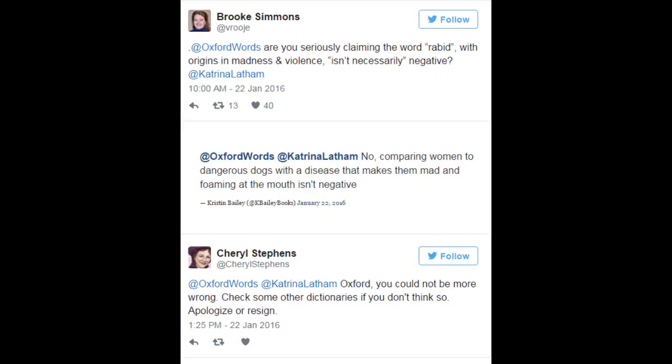And we don't see rabies very often in the developed world. Yeah, not anymore, really. But if you take a step back, you sort of have to admire it because it is one of those pathogens that actually compels the host to spread it. "Comparing women to dangerous dogs with a disease that makes them mad and foaming at the mouth isn't negative." Yeah, that's kind of like a loaded response anyway. It's a guided question meant to be a gotcha.